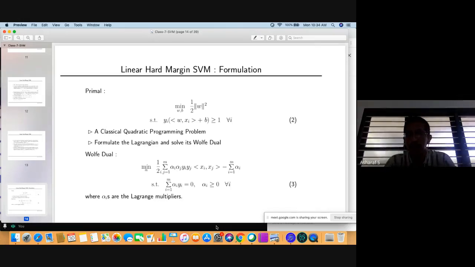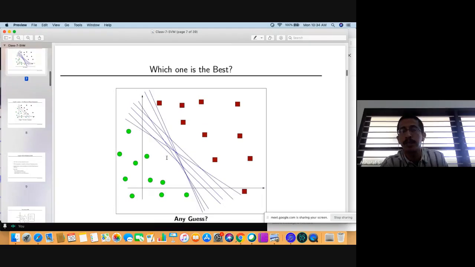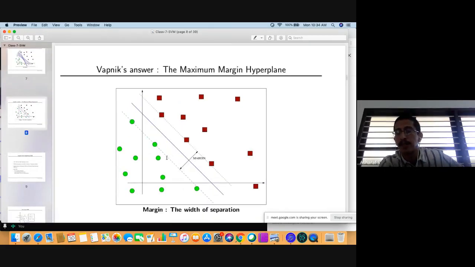What sort of hyperplane does it learn? It learns the maximal marginal hyperplane. I've got many candidate hyperplanes over here, and which one to choose is the question SVM asks. It says it will find the maximal marginal hyperplane. How do I find the maximal marginal hyperplane?